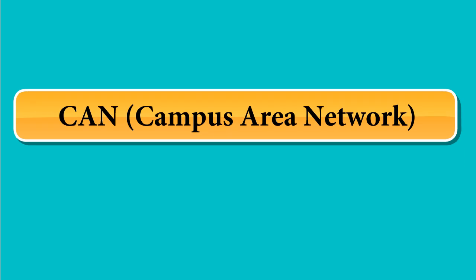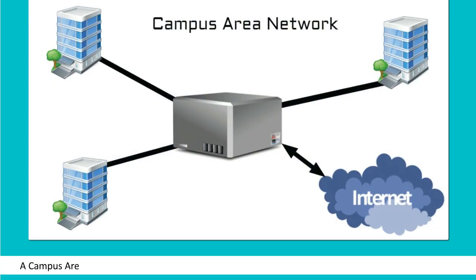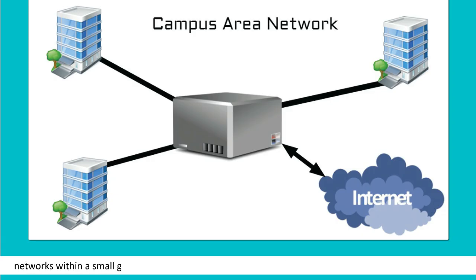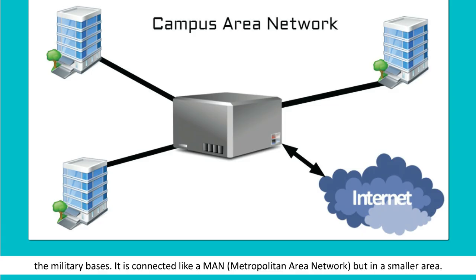CAN, Campus Area Network. A campus area network is also known as Cluster Area Network. It is used to interconnect many smaller networks within a small geographical area, like a school or university campus, organization departments, or the military bases. It is connected like a MAN, Metropolitan Area Network, but in a smaller area.